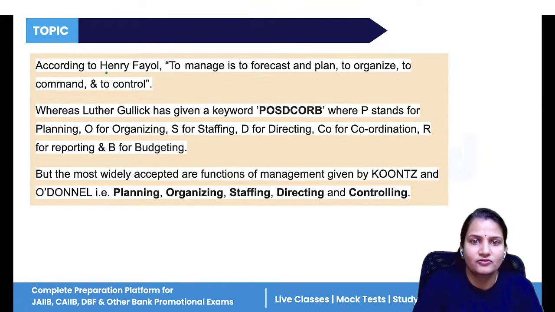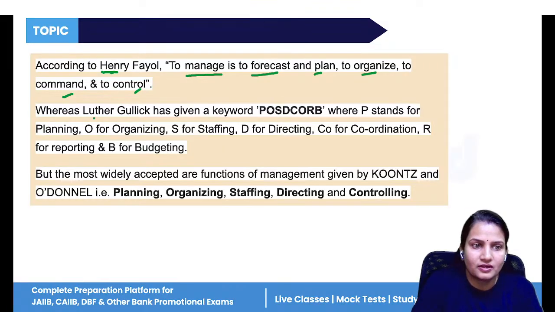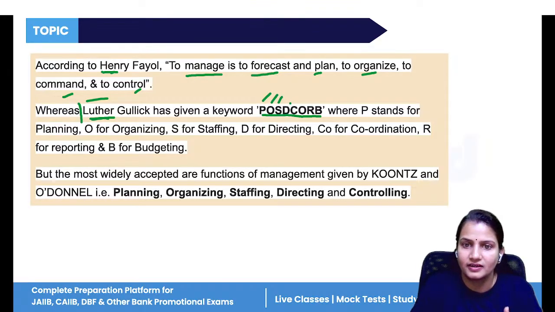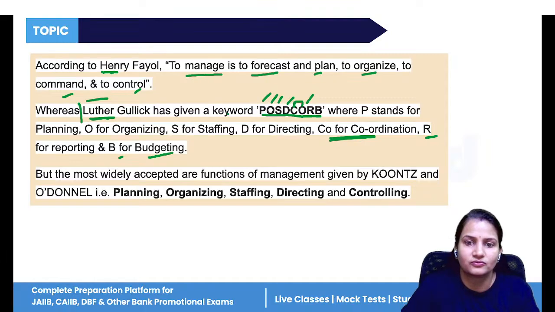Organizing. So, according to Henry Fayol, to manage means to forecast, to plan, to organize, to command, and to control. Now, Luther Gulick, this is important. Luther Gulick has given the keyword POSDCORB. What is POSDCORB? P stands for planning, O for organizing, S for staffing, D for directing. Here CO stands for coordination, R stands for reporting, and B stands for budgeting. So this is given by Luther Gulick.